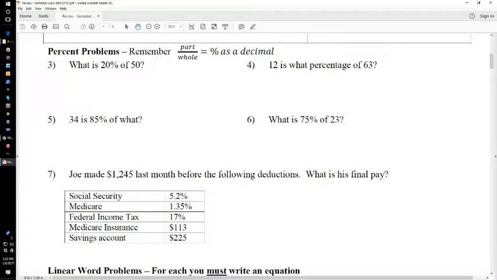Okay, 3 through 7 are percentage problems. A percent, which you are used to doing, like 50%, 75%, you intuitively kind of know what those are. However, what a percent really is, is a portion of a whole, of an entirety. How we find them is we create a fraction. It is the part divided by the whole.